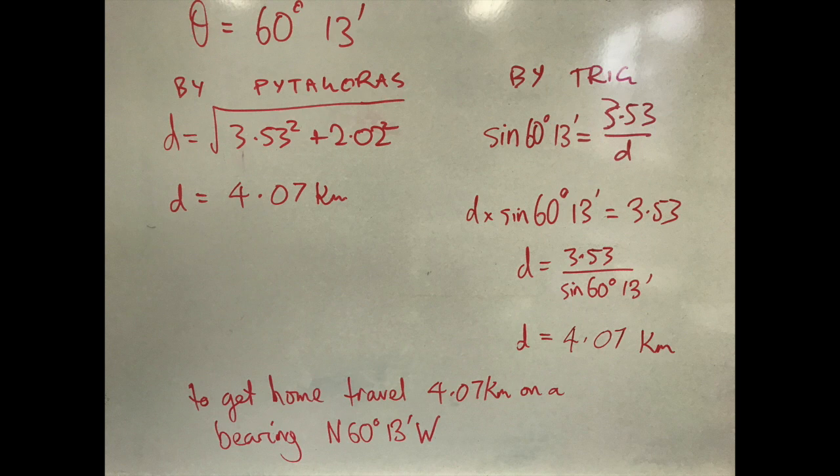Okay, now I've got all the information I need to know. To get home, I have to go 4.07 kilometres, and that 60 degrees and 13 minutes I can put as a conventional bearing as north 60 degrees 13 minutes west.